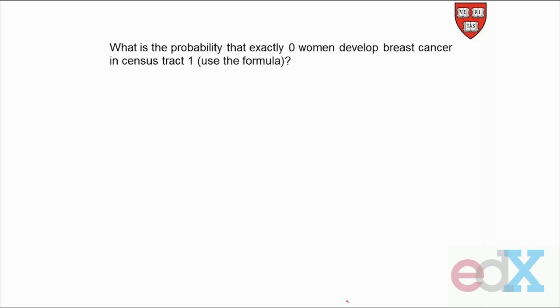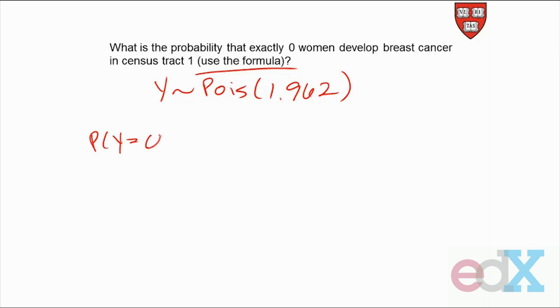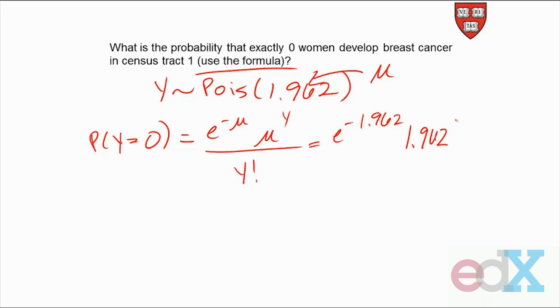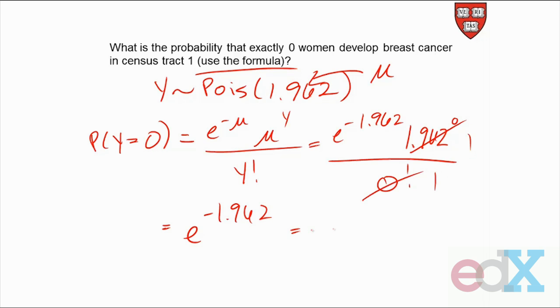We want to know, what is the probability that exactly 0 women develop breast cancer in census tract 1? So remember, we're modeling that with a Poisson distribution with mean 1.962. And we're going to use the formula for this calculation. The probability that y is equal to 0 is equal to e to the negative mu, which is our mean, times mu raised to the y, divided by y factorial, where I'm calling mu this 1.962. So I can plug in my numbers, and it ends up being a simple calculation. It's e to the negative 1.962, because mu to the 0 is equal to 1, and 0 factorial is equal to 1. Plugging that into a calculator, the probability of observing exactly 0 cases is about 0.141, so 14.1%.